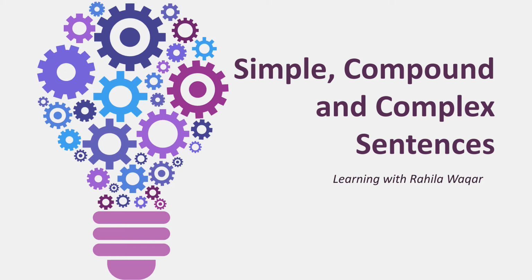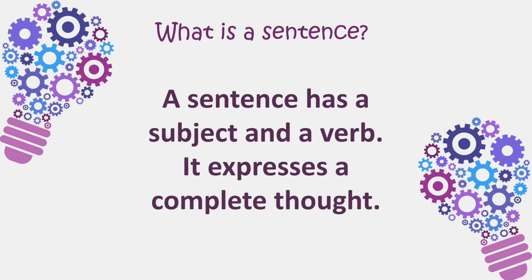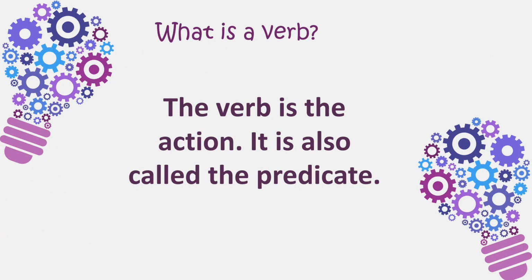Today we will study simple, compound and complex sentences. What is a sentence? A sentence has a subject and a verb and it expresses a complete thought. What is a subject? A subject is the person or thing that does the action. And what is a verb? The verb is the action that we are talking about in a sentence. It is also called the predicate.